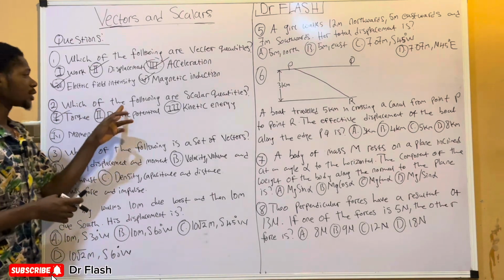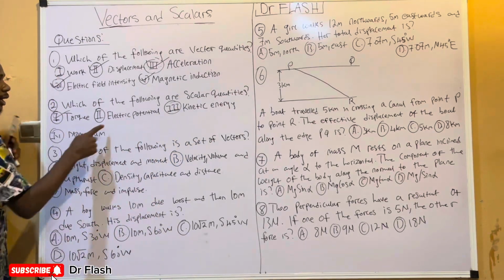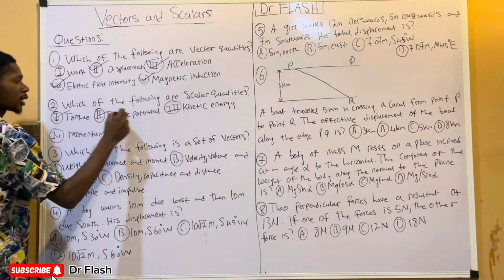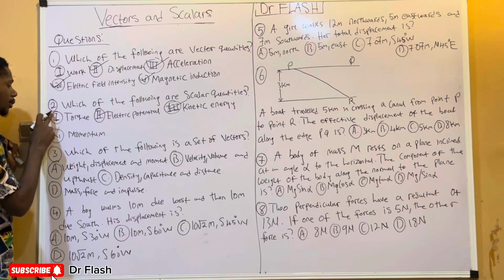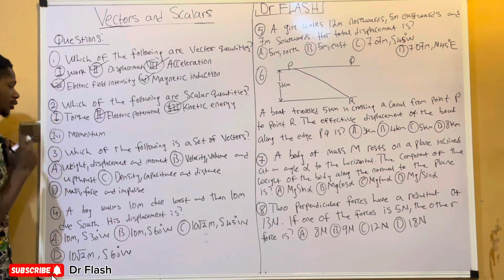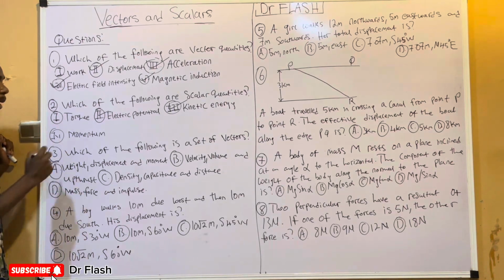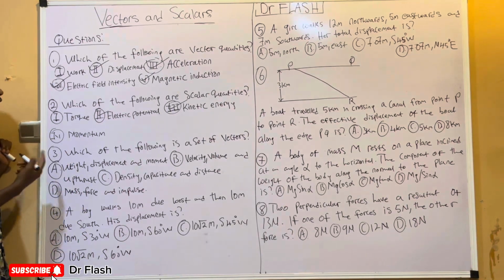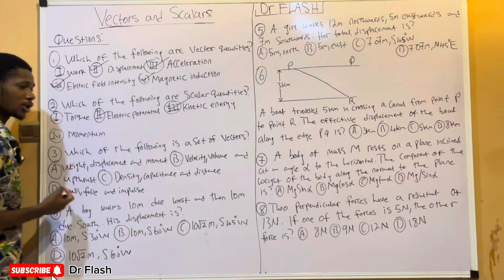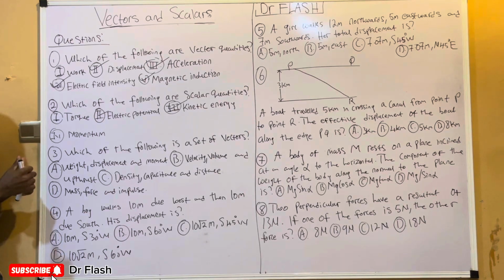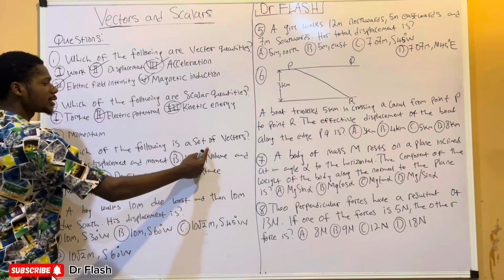The question says, which of the following are scalar quantities? Electric potential is a scalar quantity. Kinetic energy is a scalar quantity. Torque is not a scalar quantity. It is a vector rather. Torque is a vector quantity. Now, how about momentum? Momentum is a vector quantity. Force times perpendicular what now? Distance. These two guys are vectors. These two guys are what now? Scalars. So take note.